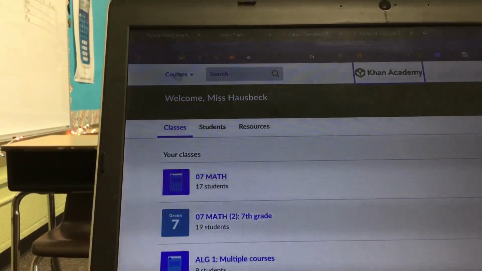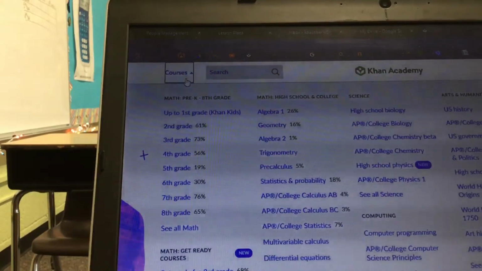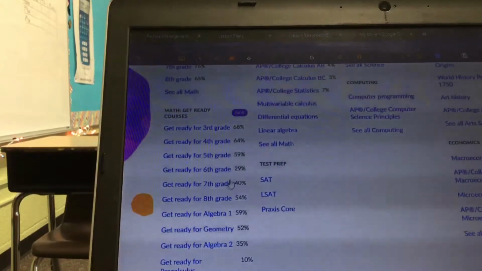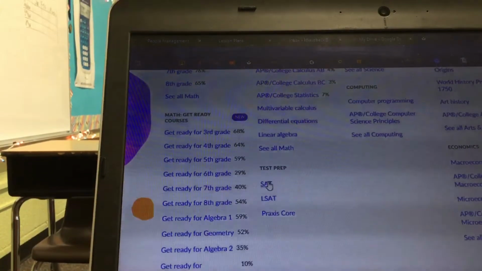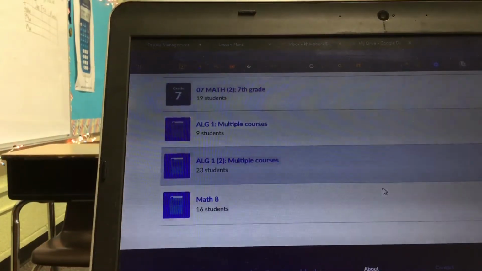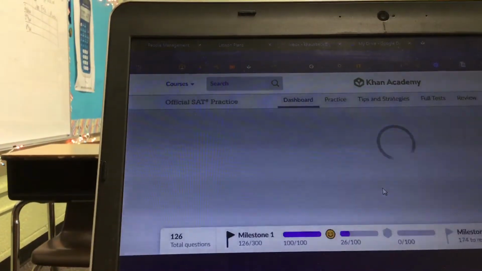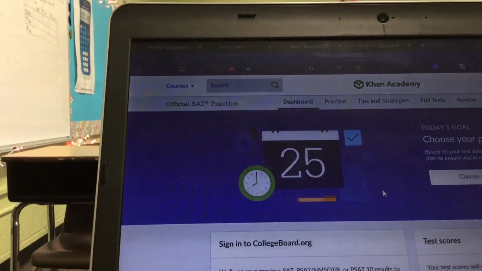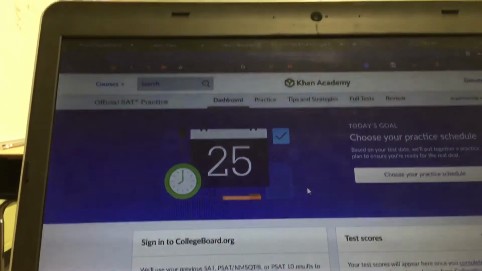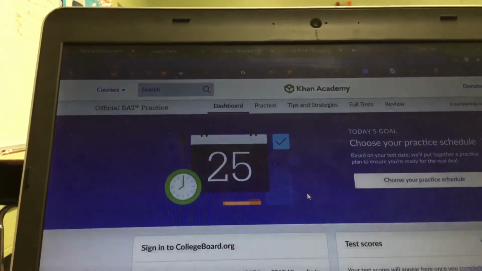On this left-hand corner, you go to Courses, you click down, and they've moved some stuff around on me here. If we go all the way down here to SAT prep or test prep and then SAT, we're going to go ahead and click that. Okay. And you're going to come to this page. This gives us a lot of overview on SAT things, so you can look at your test scores here and some other things.